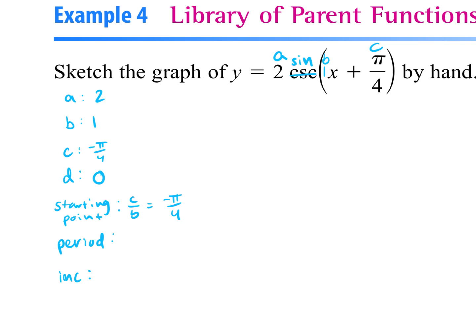How do I find my period? 2 pi over B. So that's 2 pi over 1, which is just 2 pi. And then how do I find the increment? Period over 4. So 2 pi over 4, which is pi over 2.